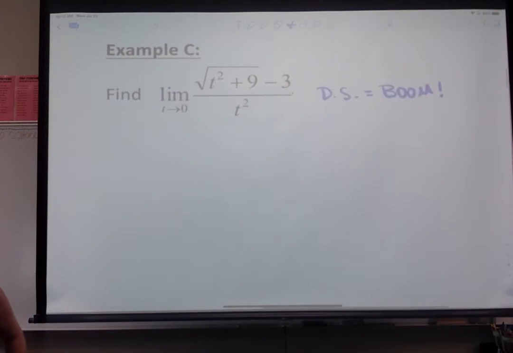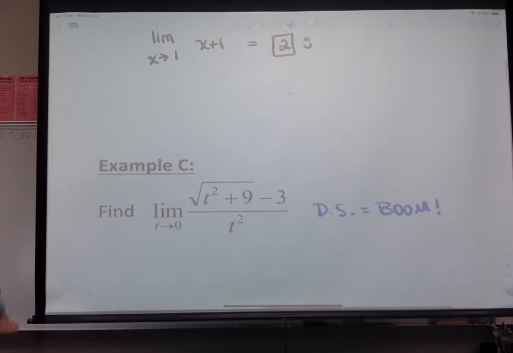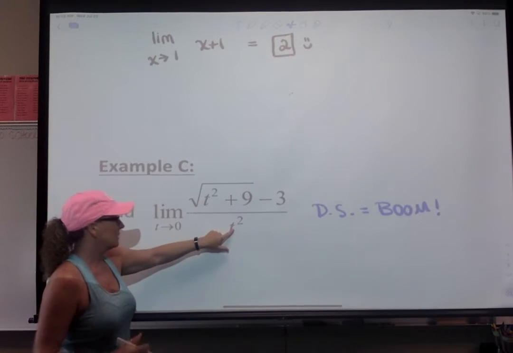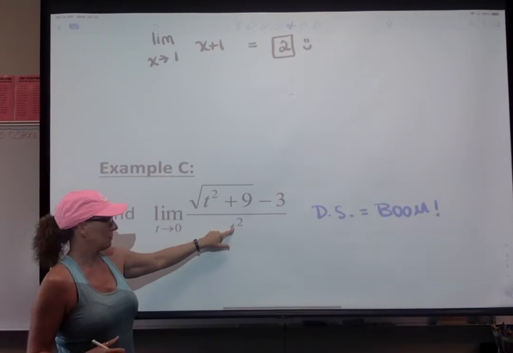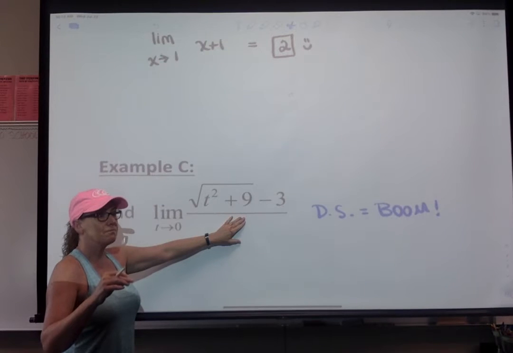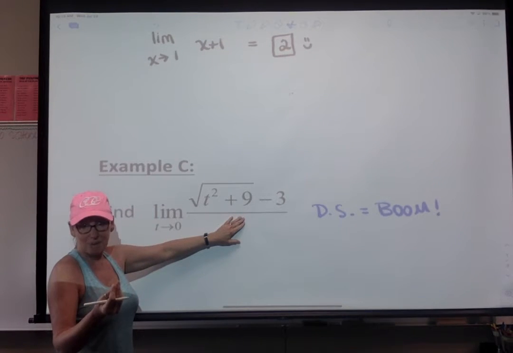Okay, moving on. The next one, try direct substitution. That doesn't work for you. Here's what has to happen. This t squared in the denominator is wreaking all kinds of havoc on this problem. Like I can't plug in 0 because of this. So one of two things kind of needs to happen.